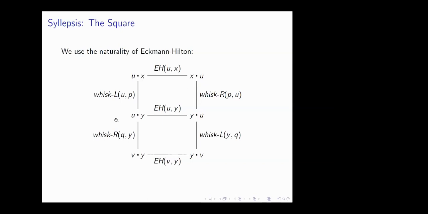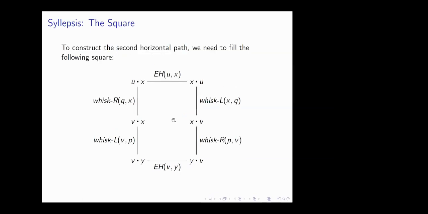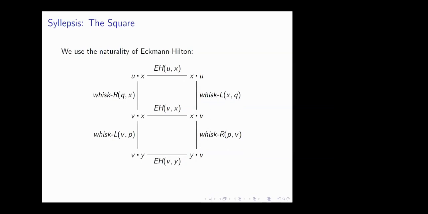Yeah, so now we have constructed the edges. This is the first edge. One edge consists of these two squares pasted together. And the second edge is the same thing, but now we're doing the right naturality composed with the left naturality.